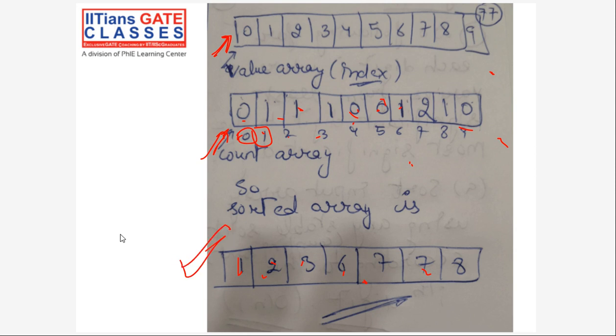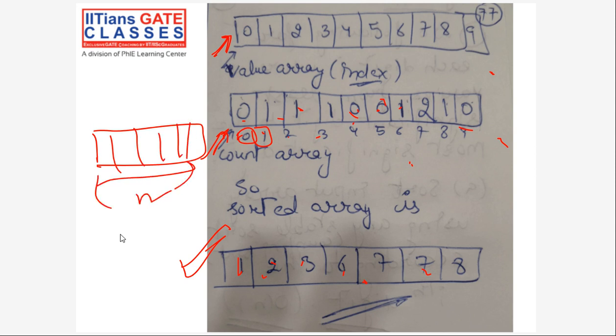One scan of the input, total n elements, you will take to write this count, and the other scan, of the count array, you will take to write the sorted array. Is this clear to everyone? Yes or no?